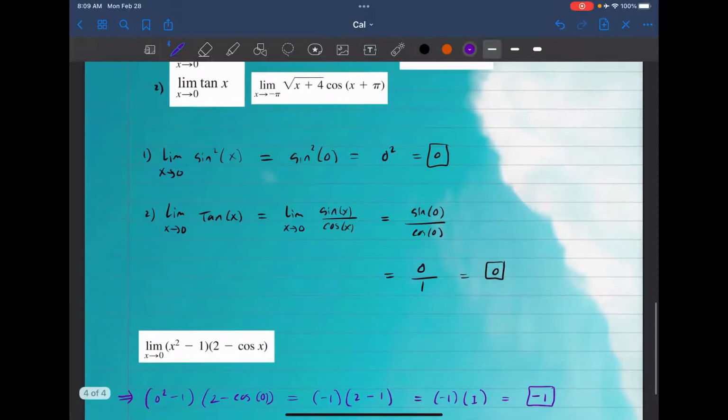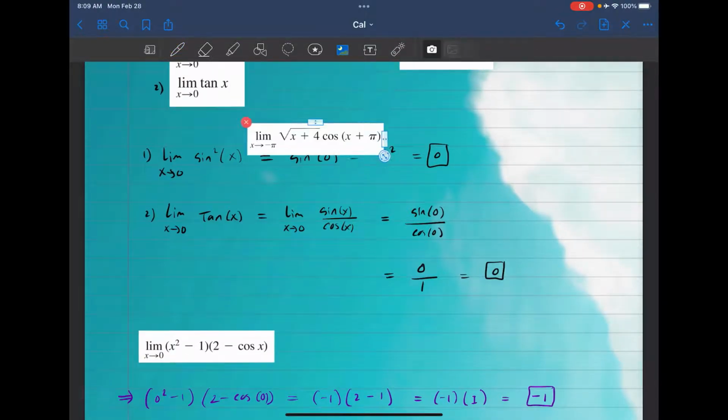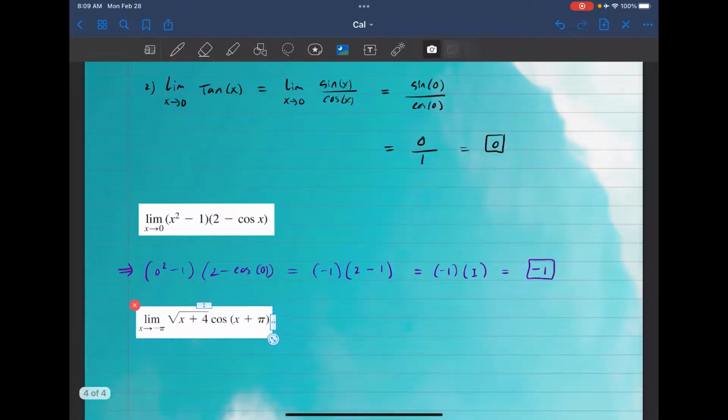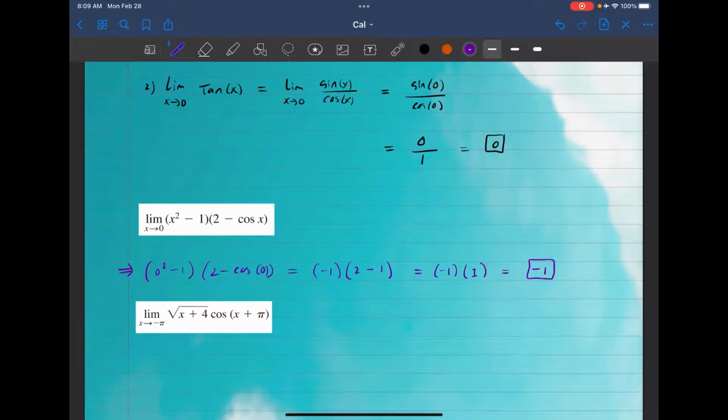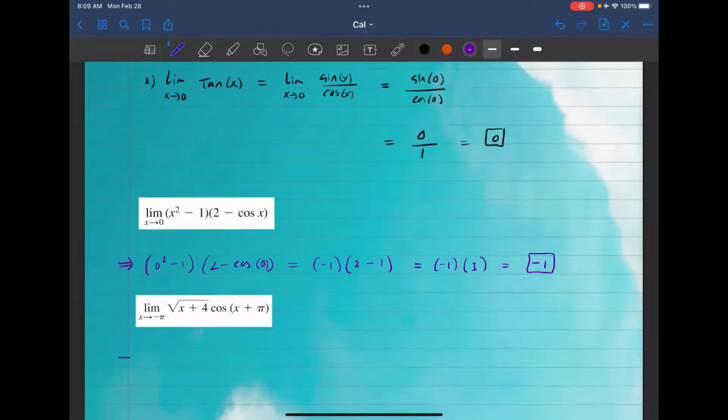All right, now let's try this problem. For this one, we want to find the limit of the function square root of x plus 4 times cosine of x plus pi as x approaches negative pi. Again, we're going to substitute negative pi into the function, hoping it wouldn't give us an undefined statement. So we have the square root of negative pi plus 4, which is just a number, times cosine of negative pi plus pi. So what is this?